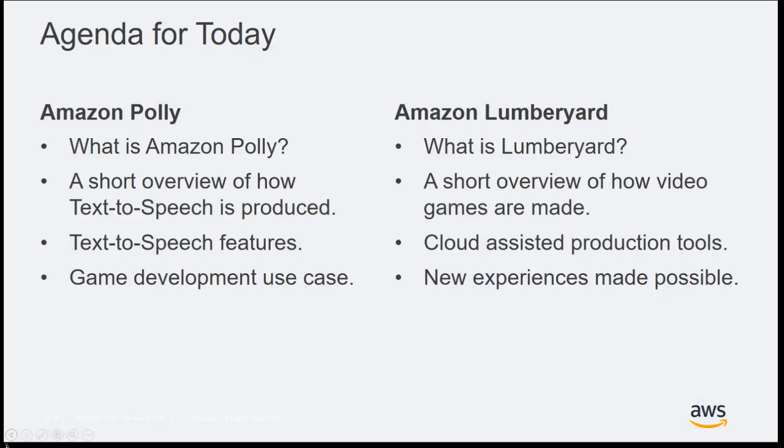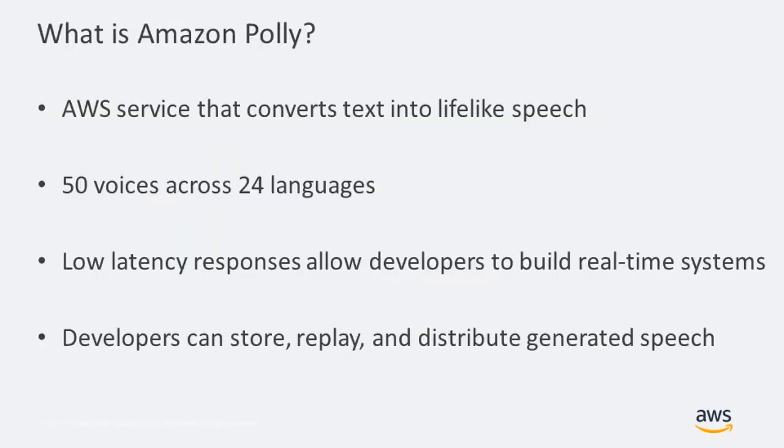Here's what we're going to cover in this webinar. First, I'll kick it off by talking about Amazon Polly. I'll give you a short overview of how text-to-speech is produced, and we'll cover some of the core features of Amazon Polly. We'll then talk about some of the use cases, and in particular, game development. And at that point, I'll hand it over to Felix, who will talk about Amazon Lumberyard, give you a short overview of how video games are made, talk about some of the cloud-assisted production tools, and share some of the new experiences that are made possible, in particular with the integration of Amazon Polly.